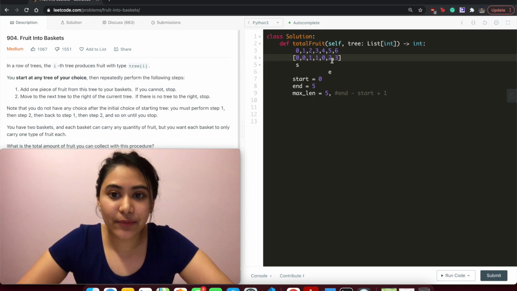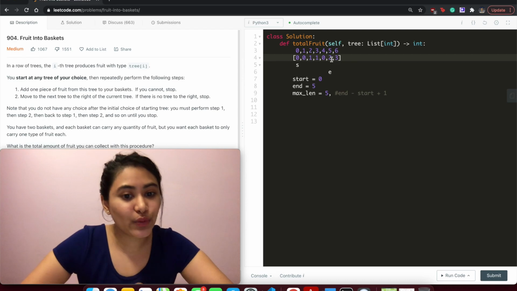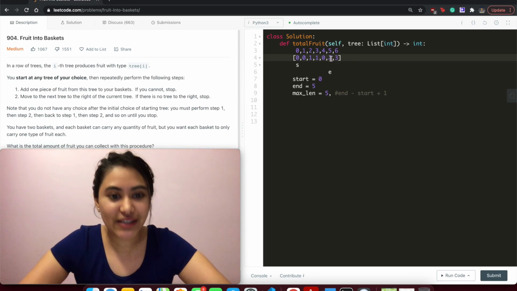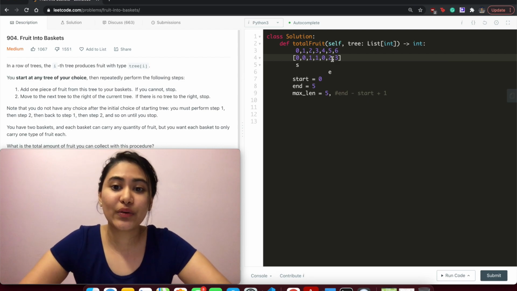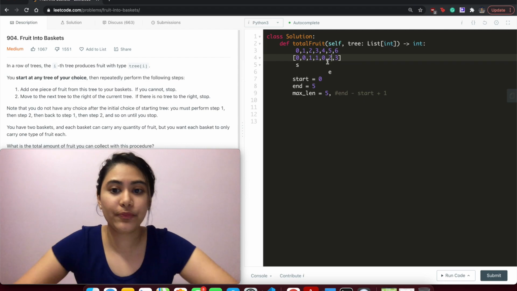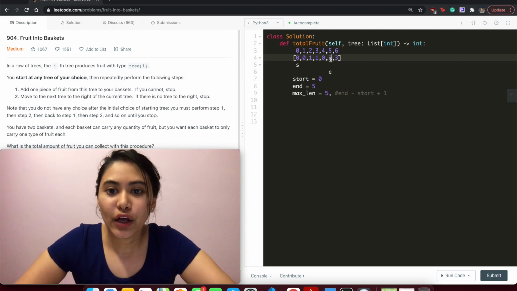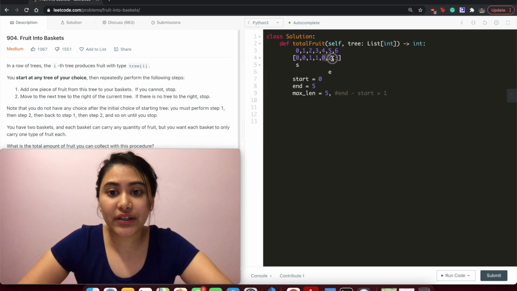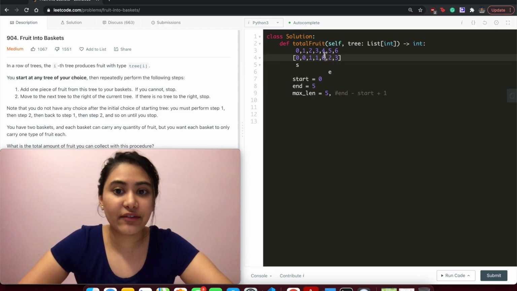Well, let's see how far to the left we can go now, because we know we need a new starting point. We've seen 3 types of fruits, which is not allowed, so we need a new starting point that forces us back to only 2 types of fruits. So we go to the left, we see that, hey, 0 and 2, that's only 2 fruits, which is okay. And if we go one index further back, we would see 3 types of fruits, which is not okay.